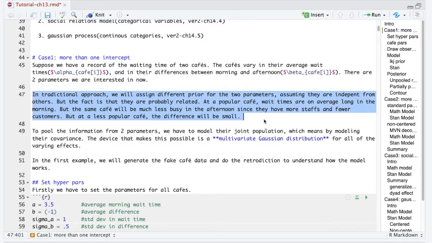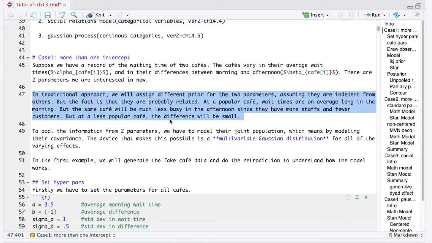In the traditional approach we've learned, we will probably assign different priors for the 2 parameters, assuming they are independent from others. I mean, we have 1 prior for waiting time in the morning and 1 prior for waiting time in the afternoon. So we may have like 4 prior distributions for 2 groups times 2 intercepts in each group. But the fact is that the 2 parameters we are interested in, which means the 2 parameters of a certain cafe, are probably related.